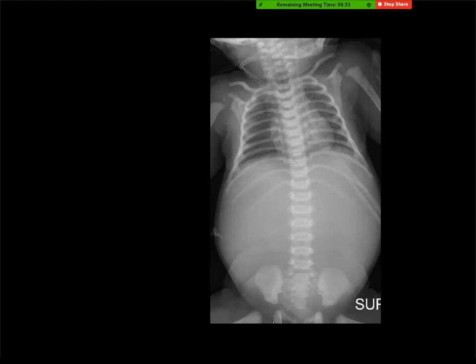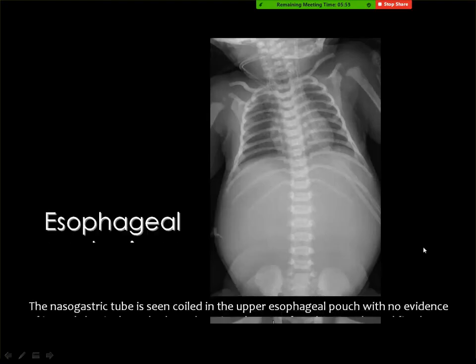Pyloric atresia? No, you see that there is no air in the abdomen. Yes, and this is a sign of esophageal atresia. A gasless abdomen is a sign of esophageal atresia without tracheoesophageal fistula. And you can see that the feeding tube is coiling in the proximal esophageal pouch, and this means that the esophagus is atretic. And whenever you do not see gas in the abdomen, it means that there is no tracheoesophageal fistula.